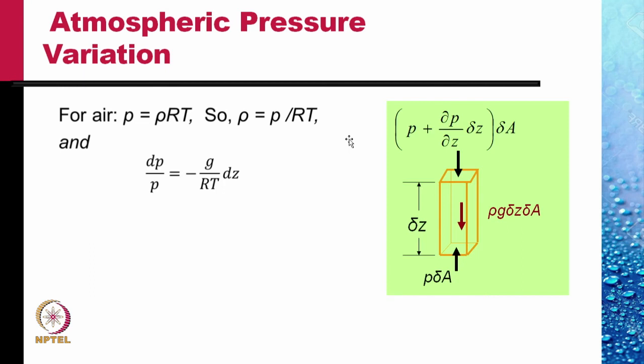So here we will have to express the density by using the gas law. The perfect gas law says P is equal to rho RT. So rho is replaced by P divided by RT. And so the equation for the pressure variation becomes dP by P is equal to minus g by RT into dz. z is measured upwards.